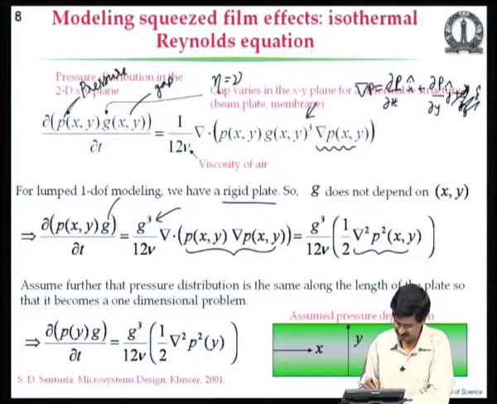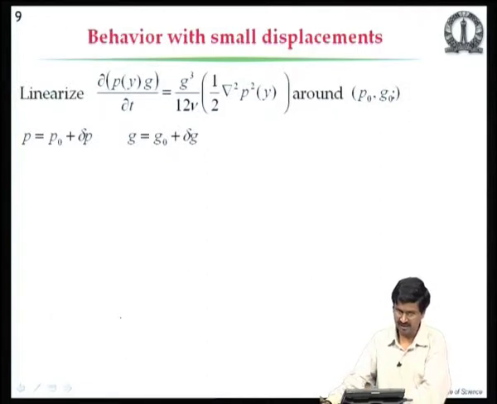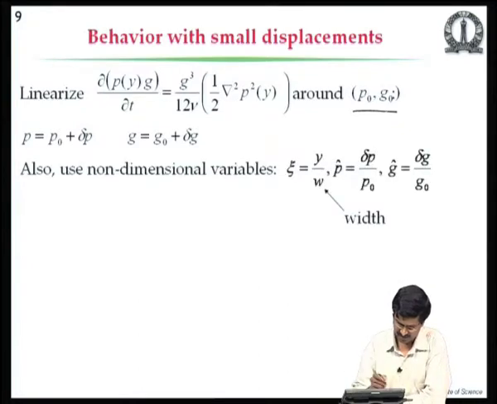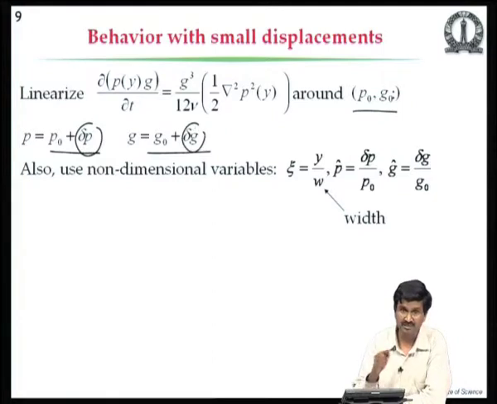This is still non-linear because there is P squared, del squared, g cubed, and all of these things, and P and gap both are occurring in product form. There is a lot of non-linearity. So, you can linearize around a point P0 and g0 and substitute the linearized part. So, you will get an equation in del P and del g, small pressure perturbation, small gap perturbation.